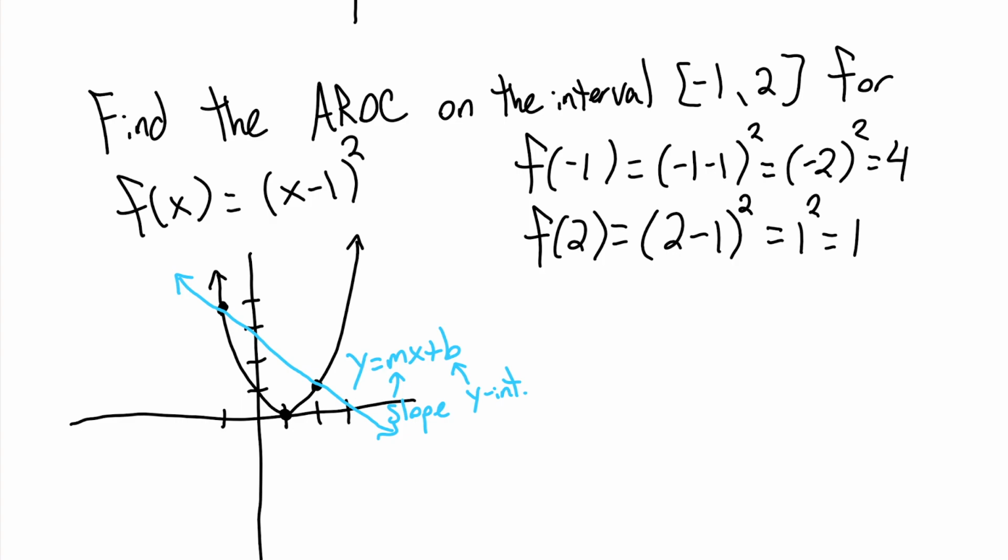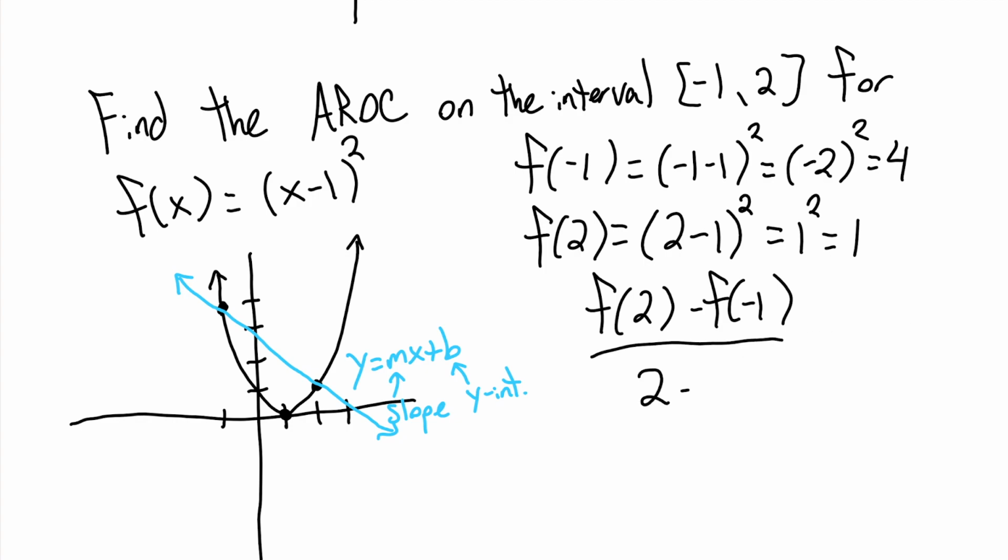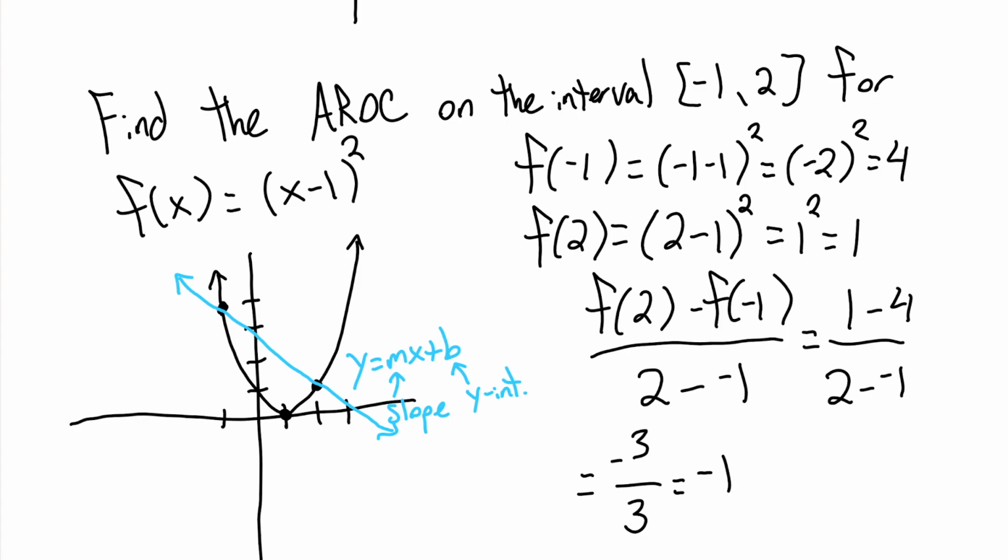So we have all the values that we need for the average rate of change, right? We need to do f of 2 minus f of -1 divided by 2 minus -1. And we have all of these values. So let's do 1 minus 4 divided by 2 minus -1. So this is going to be -3 divided by 3. Which is just going to be -1. Okay.